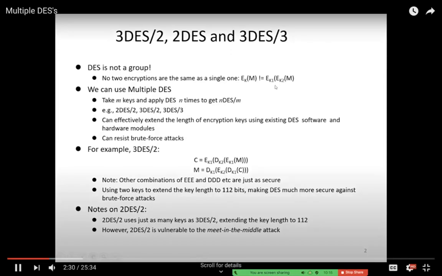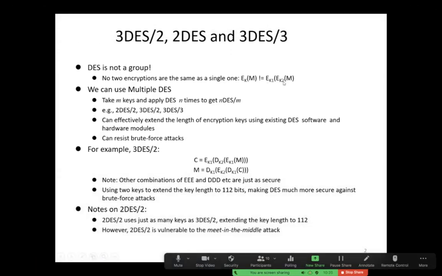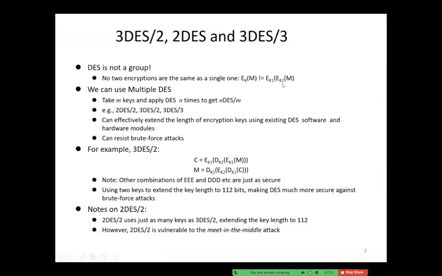Okay, so for instance, each secret key, K2 and K1, is 56 bits. So you combine them, it's 112 bits long. Okay, so the general idea is to take M keys and apply DES N times to get NDES/M. So this N and M may not be the same.